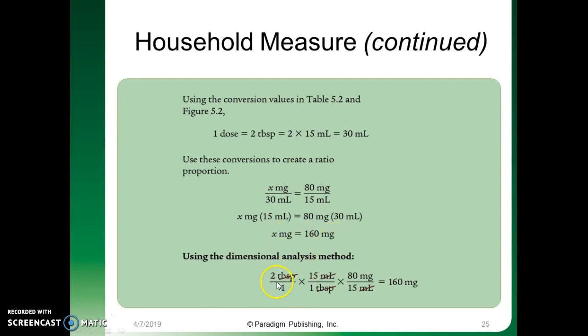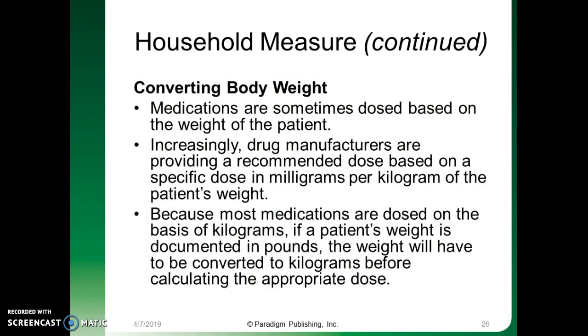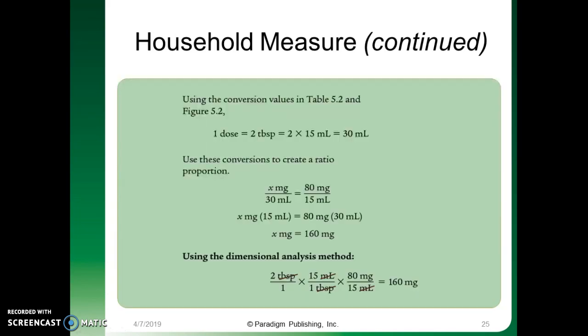Using dimensional analysis, 2 tablespoons per 1, 15 ml per 1 tablespoon, 80 milligrams per 15, cancel our units, and then we're left with 2 times 15 times 80 divided by 15 gives us 160 milligrams. So that's the end for this section, and we'll move on to the next section.